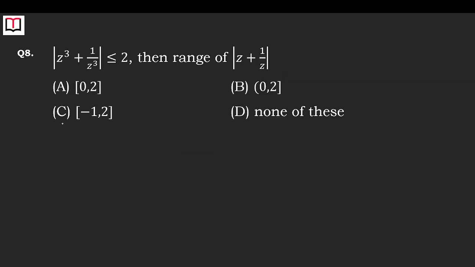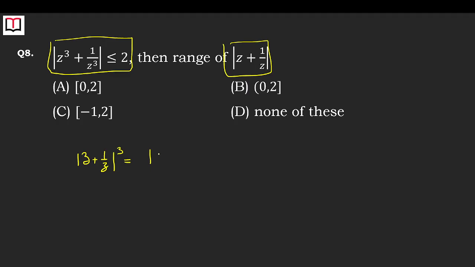So okay, I think you all would have got it. So now moving to the next question here. The next question is, this is given and we have to find the range of this. So what I actually thought was the mod of (z plus 1 by z) whole cube. So it is nothing but the mod of (z plus 1 by z) cube, which is the mod of z cube plus 1 by z cube plus 3 times (z plus 1 by z).